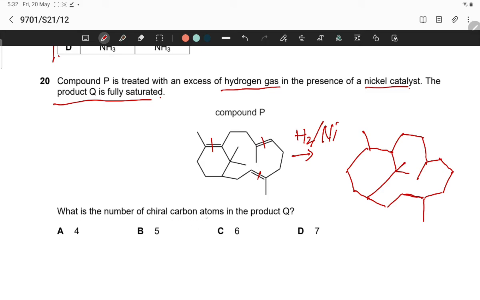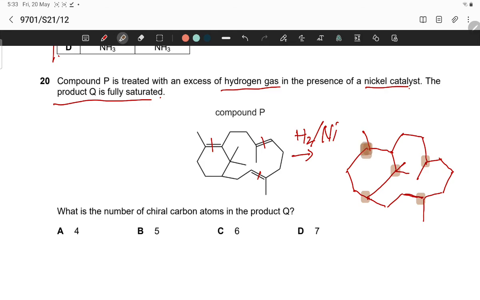So what is the number of chiral carbon atoms in the product Q? Where is the chiral carbon? This is a chiral carbon because it is surrounded by 4 different groups. This is also a chiral carbon. This is also surrounded by 4 different groups. This is also a chiral carbon. This is also a chiral carbon. And this is also a chiral carbon.